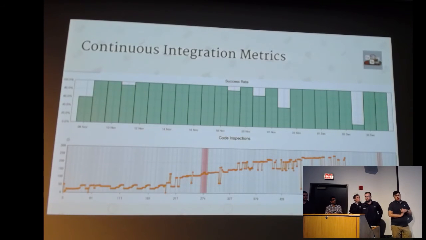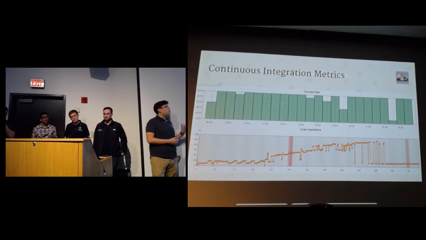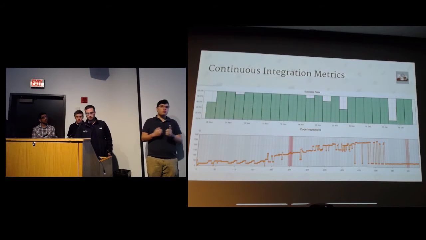And then we're going to talk a little bit about our continuous integration metrics because I love them so much. At the top, we have our success rate. So every time we build, given a specific week, how many of those have passed. And so we have little dips here and there, but they're keeping us really good, which is positive.